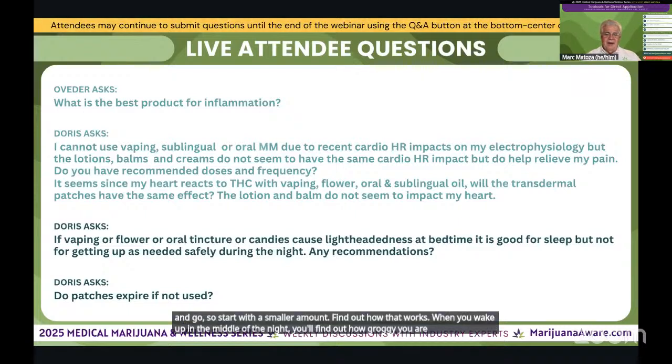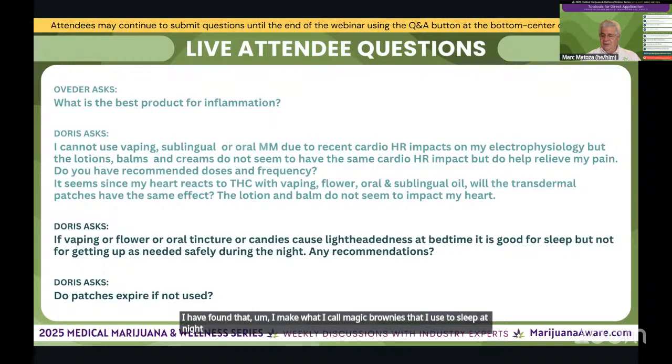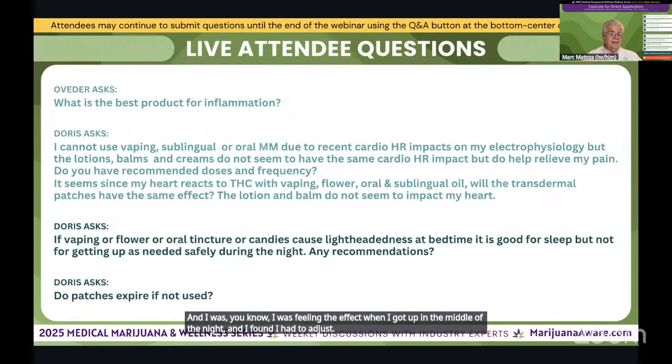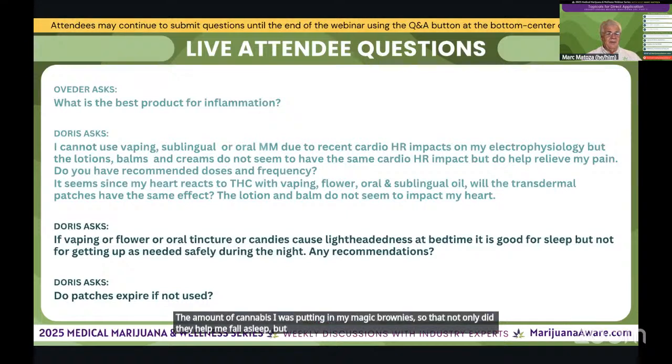I make what I call magic brownies that I use to sleep at night, because brownies will help me sleep the whole night through. But there were a couple of times in my early days of making brownies when I used too much cannabis, and I was feeling the effect when I got up in the middle of the night. I had to adjust the amount of cannabis I was putting in my magic brownies, so that not only did they help me fall asleep, but also when I got up in the middle of the night, my body was able to adjust to it.